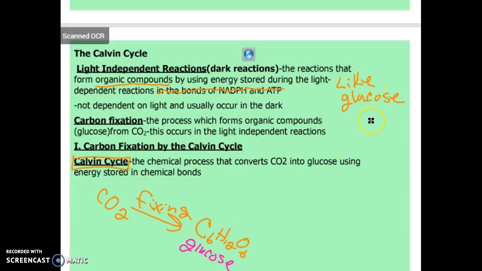We said plants make their own food from energy from the sunlight, and so that glucose is made in the Calvin cycle and the light-independent reactions. The reactions that form organic compounds like glucose. Glucose is an organic compound. By using energy stored during those light-dependent reactions. And again, that NADPH and that ATP.